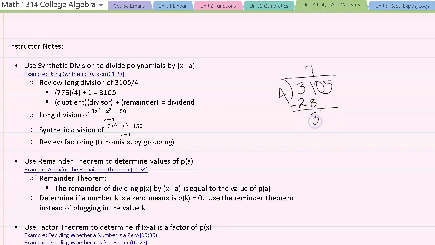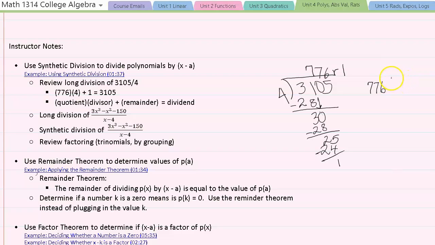Then we bring down the 0. 4 divides into 30 7 times. Multiply to get 28. Subtract and we get 2. Bring down the 5 and divide 4 into 25, which is 6. Multiply 4 times 6 to get 24. Subtract and we get 1. This 1 is the remainder, and we write our answer to this division problem as 776, remainder 1, to show that the quotient, the answer we get when we divide, is 776, and the remainder is 1.